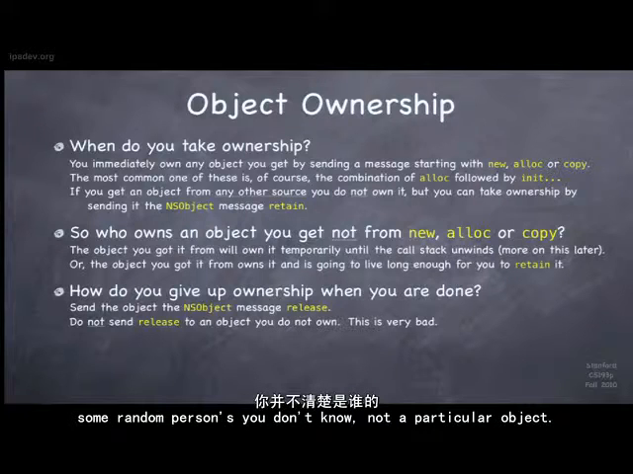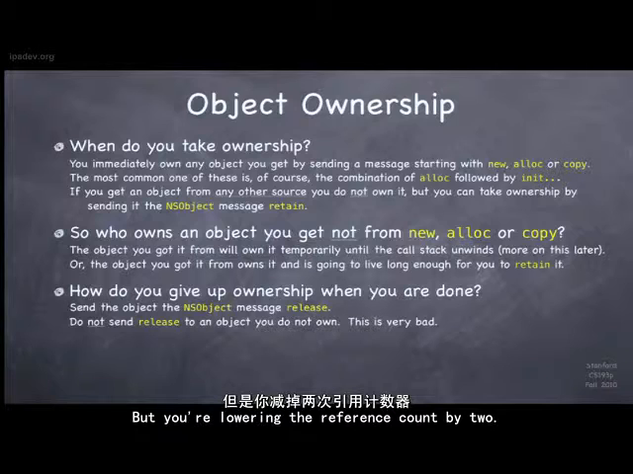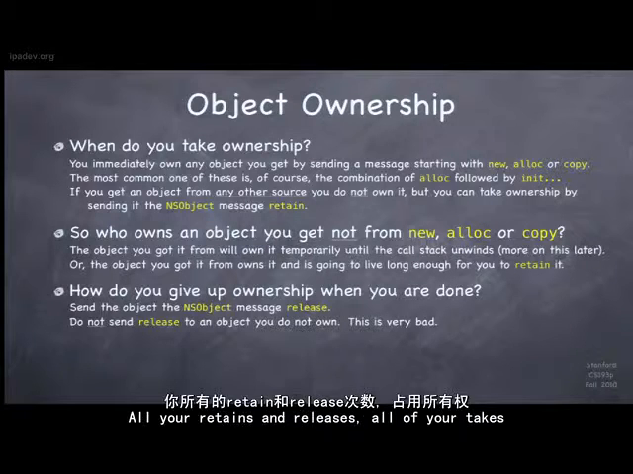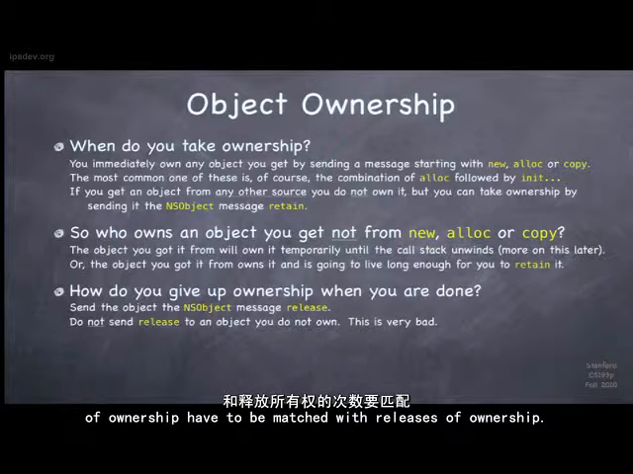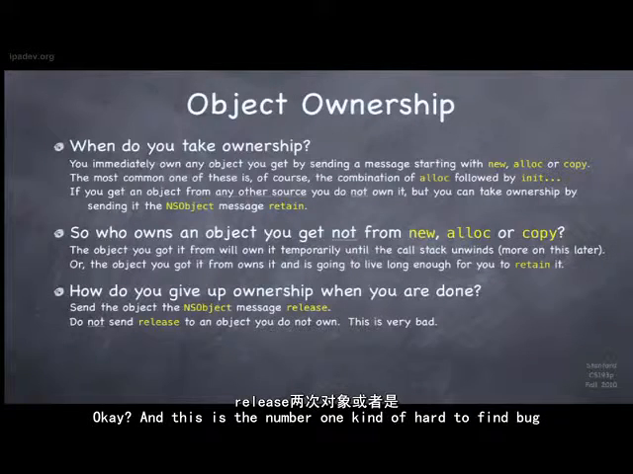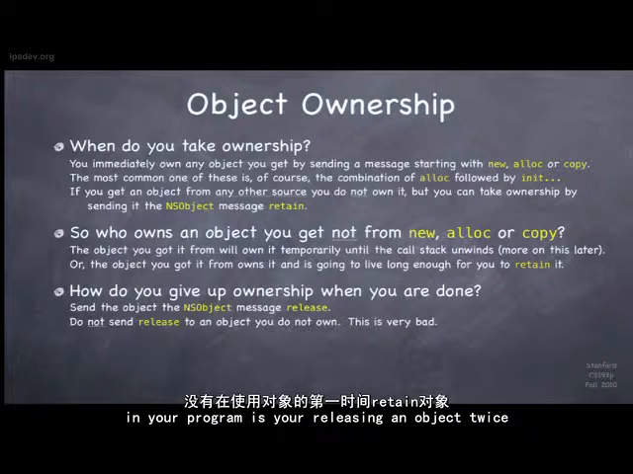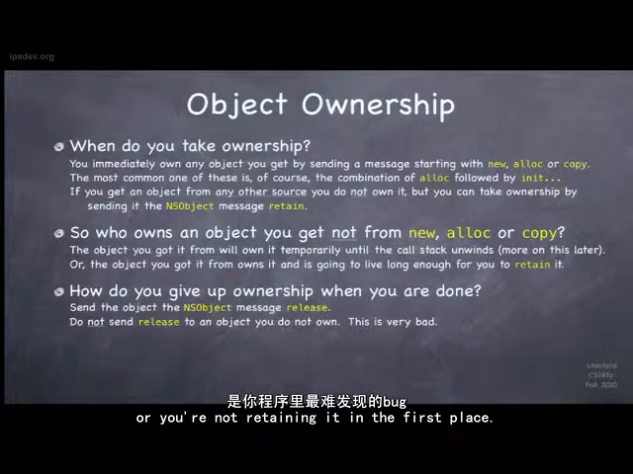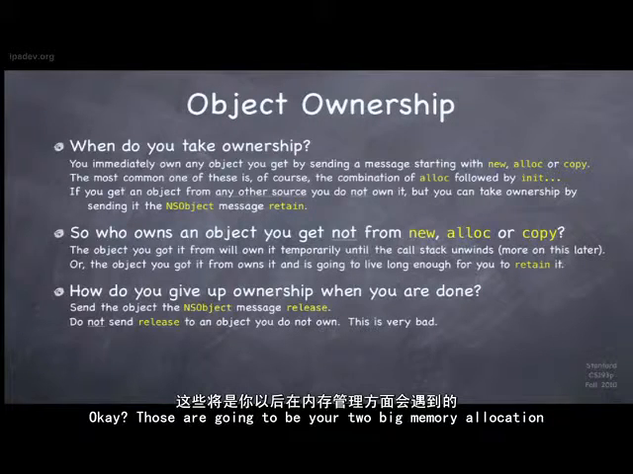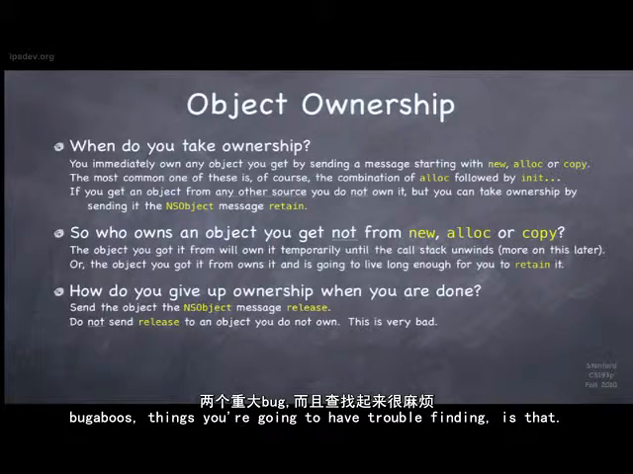Some random person you don't know, not a particular object, but you're lowering the reference count by 2. So don't do that. All your retains and releases, all your takes of ownership, have to be matched with releases of ownership. Okay? And this is the number one kind of hard-to-find bug in your program: you're releasing an object twice or you're not retaining it in the first place. Those are going to be your 2 big memory allocation bugaboos, things you're going to have trouble finding. So you always have to match them.